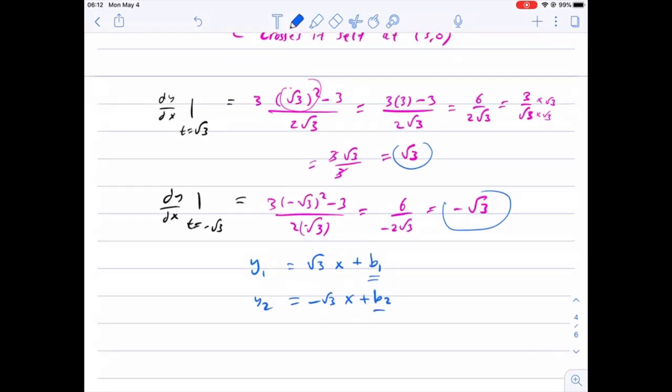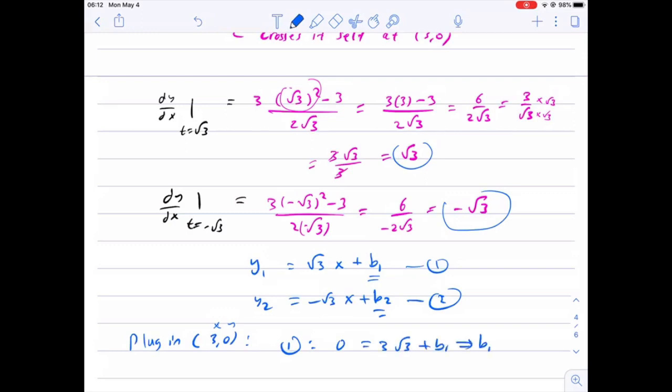Now, if we want to find b1 and b2, we just substitute the point (3, 0). So plugging in (3, 0), this is x, this is y. Let's substitute in equation 1. In 1, we have 0 equals 3 square root 3 plus b1, and that means b1 is negative 3 square root 3. And in equation 2, we have 0 equals negative 3 square root 3 plus b2, and that means b2 is positive 3 square root 3.